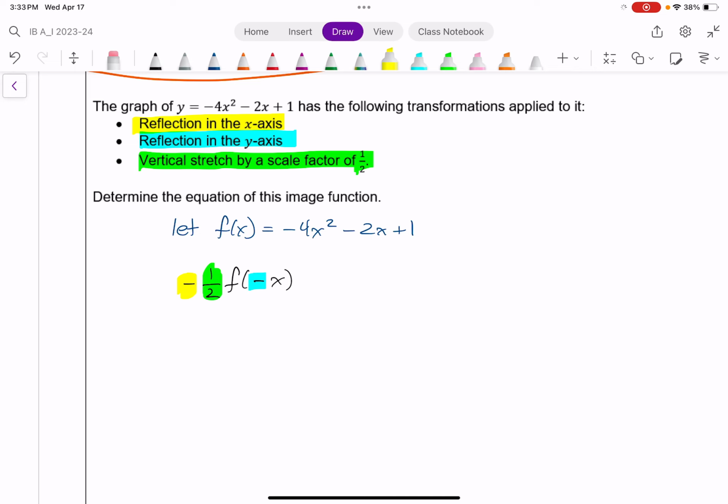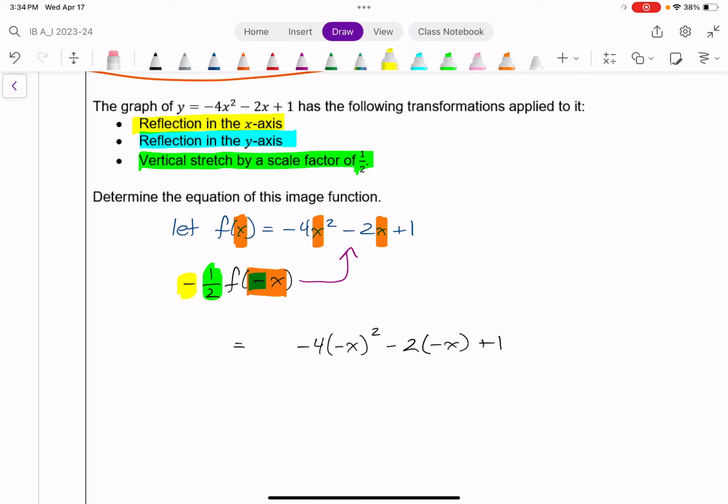And so what's now the actual equation? Well, let's think about how this here relates to this up here. If I look at my original equation, negative 4x squared minus 2x plus 1, I call that f of x. Everywhere there was an x, I now want to change that to negative x. And so I'm going to write this as negative 4. Instead of x squared, it's negative x squared. Minus 2 times, instead of x, it's negative x, plus 1.